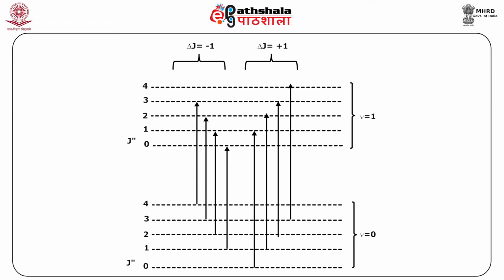So, that means the P1 branch is the transition from J double prime equal to 1 to J prime equal to 0, and you have already seen that delta J is equal to minus 1 for the P branch. Now, an R branch can start from 0 also. A P branch cannot start from 0 because this would imply that delta J is equal to minus 1, it has to go to the minus 1 level of the excited state, which is not possible because J can only have positive integer values starting from 0. But R1 is possible, it can take place from J double prime equal to 0 to J prime equal to 1 because delta J has to be equal to 1.